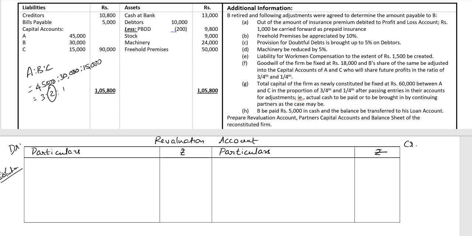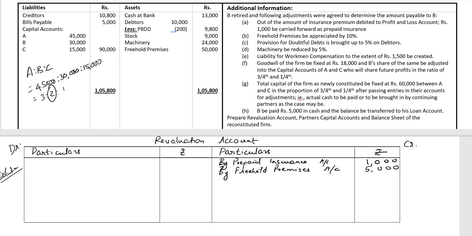Out of the amount of insurance premium debited to profit and loss account, ₹1,000 is to be carried forward as prepaid insurance, an unrecorded asset being brought into existence. So we have by prepaid insurance account ₹1,000. Point B, freehold premises to be appreciated by 10%, by freehold premises account, 10% of 50,000, 5,000 rupees.